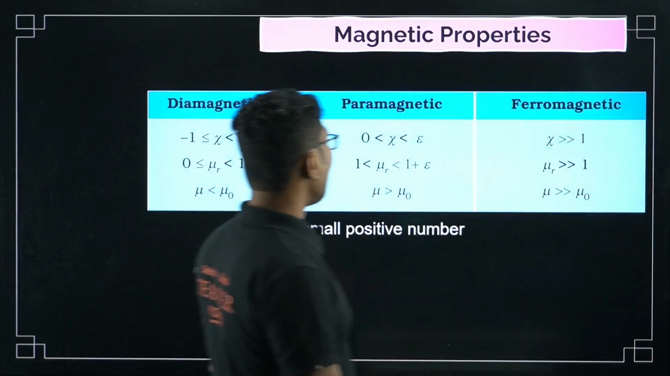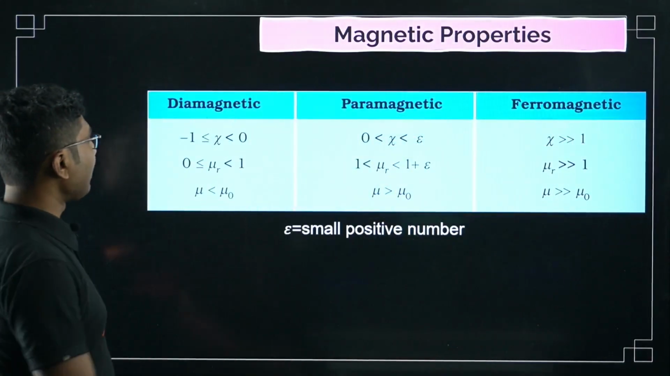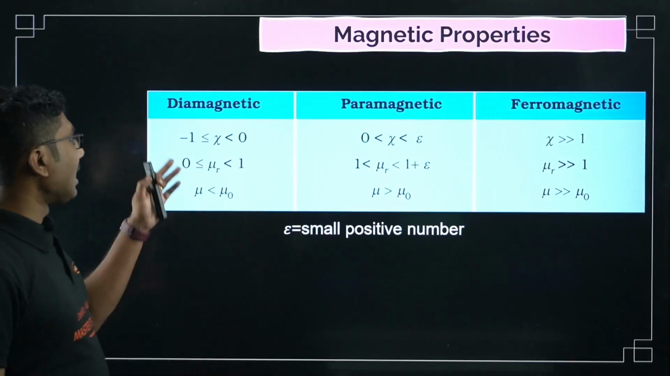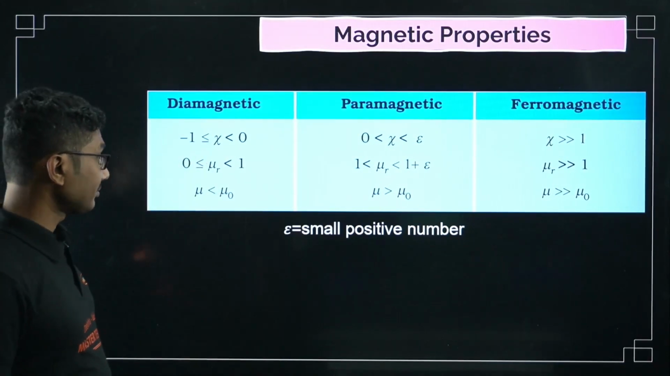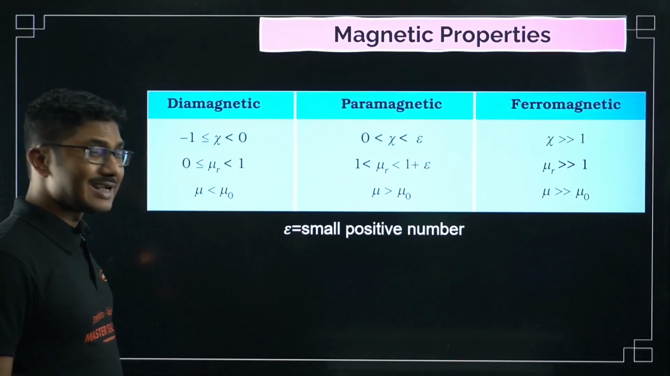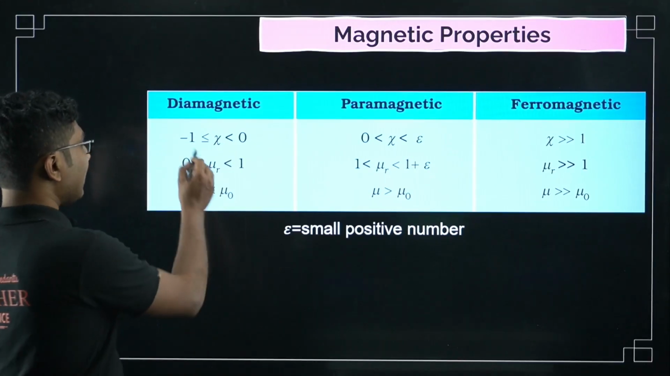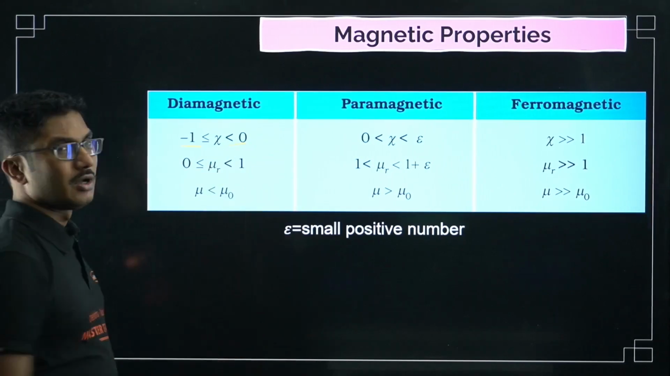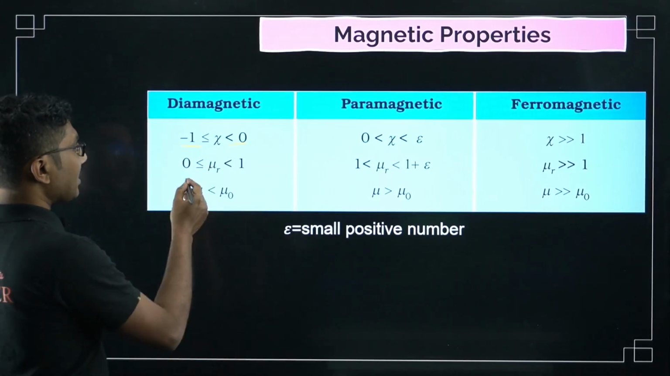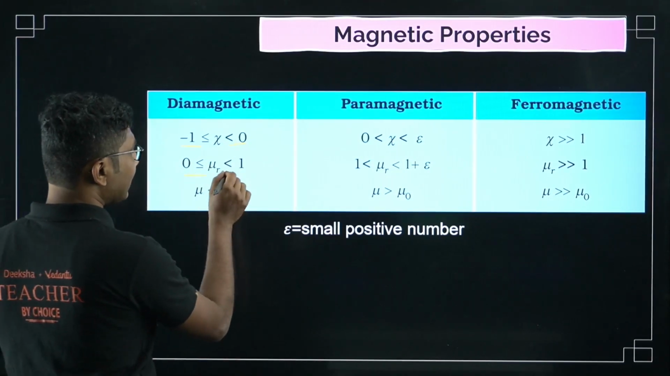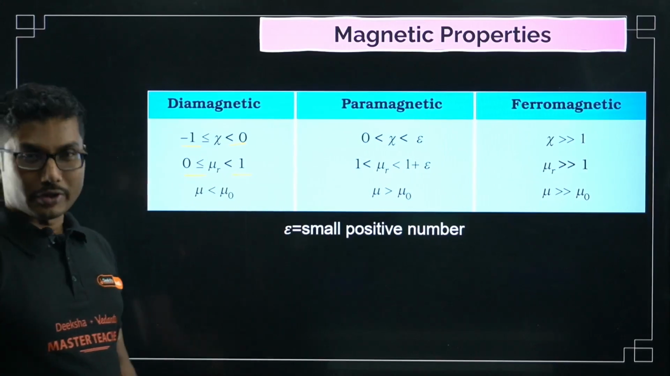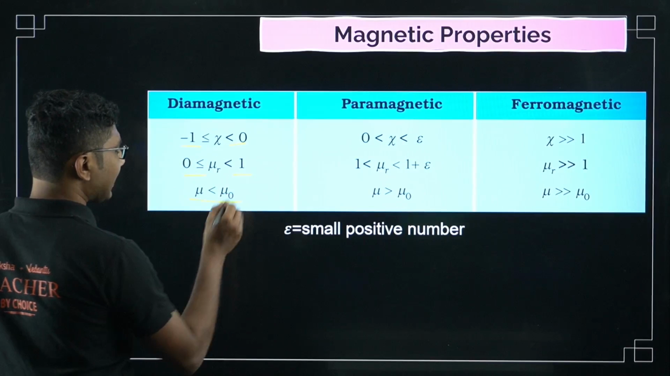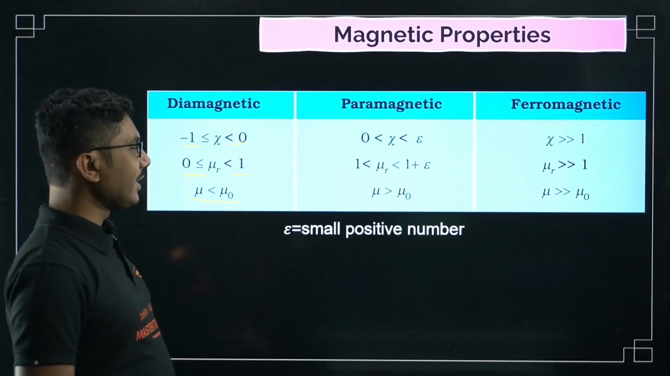Now let's see one table. For diamagnetic materials, as you can see, magnetic susceptibility chi is negative, but slightly negative, not super negative: greater than or equal to -1, but less than 0. The relative permeability is greater than 0 but less than 1, so it is positive but small, and mu is less than mu naught. Very important.